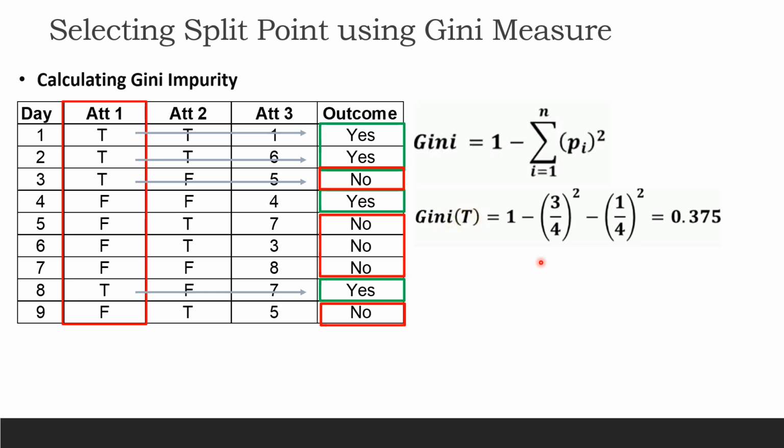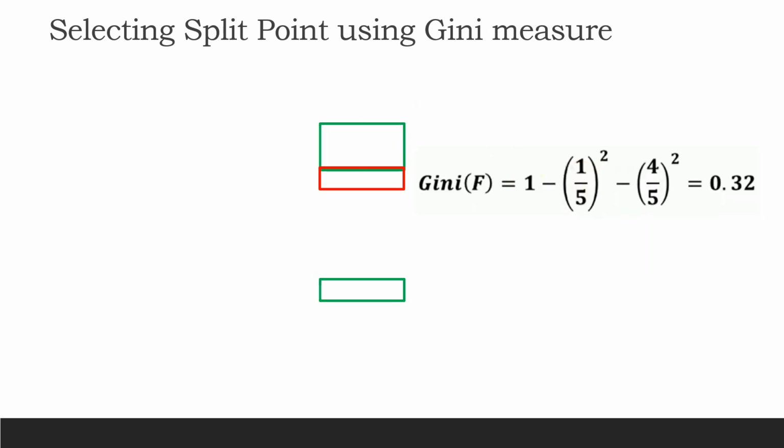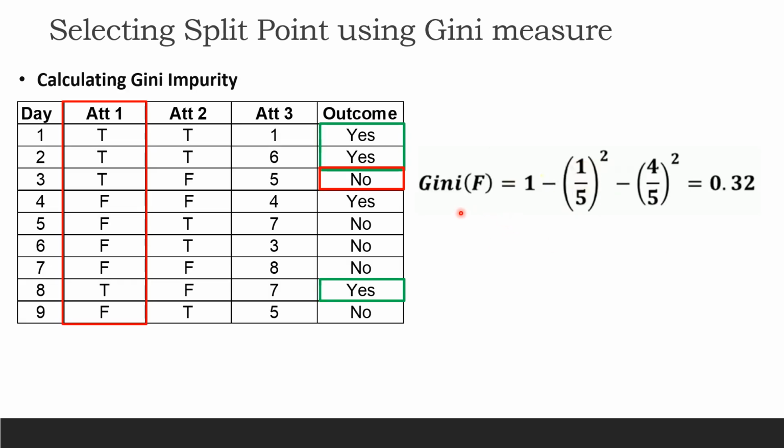In this case, for the true data points, we have the distribution of 3 and 1, 3/4 and 1/4, and this is the Gini impurity for the trues. Similarly, Gini impurity for false is also calculated. We have 5 false arrows, out of which 1 is pointing towards a yes and 4 are pointing towards a no.